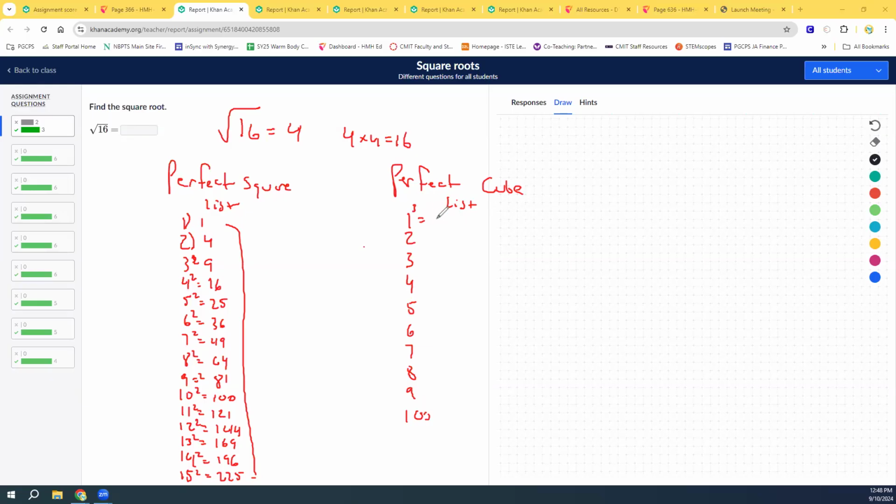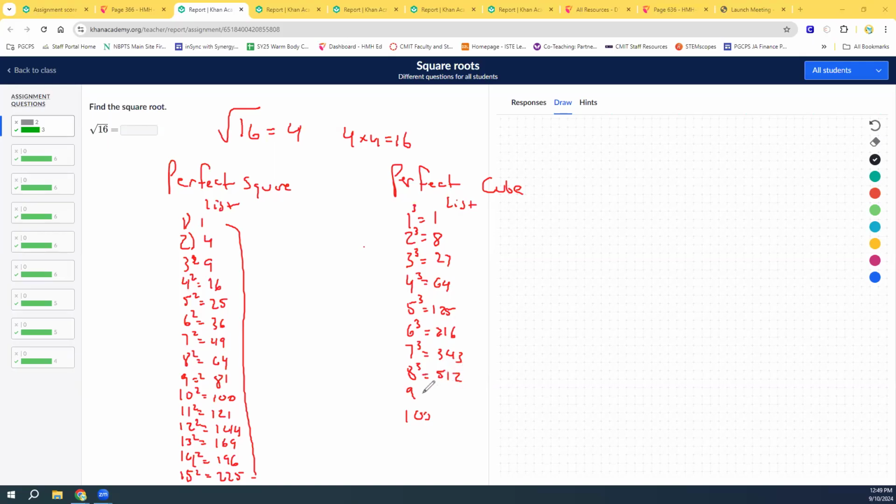Okay, now let's do the cubes. 1 cubed is 1. 2 cubed is 8. 3 cubed is 27. 4 cubed is 64. 5 cubed is 125. 6 cubed, I think, is 216. 7 cubed is 343. 8 cubed, we've reached the limit of my memory. So let's see what 8 cubed is. 8 times 8. Oh, wait. 512. All right, 512.